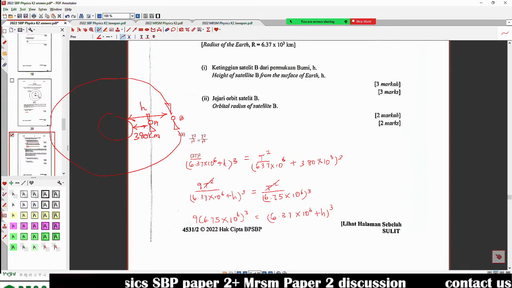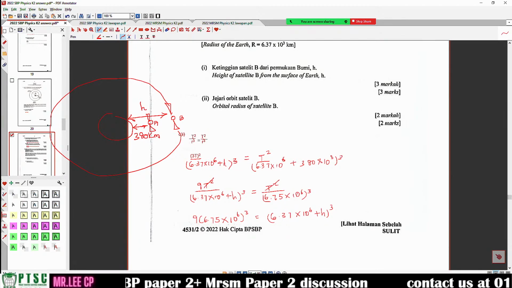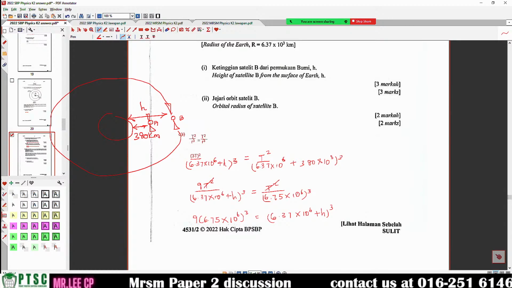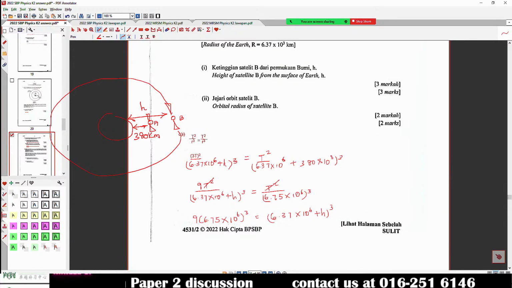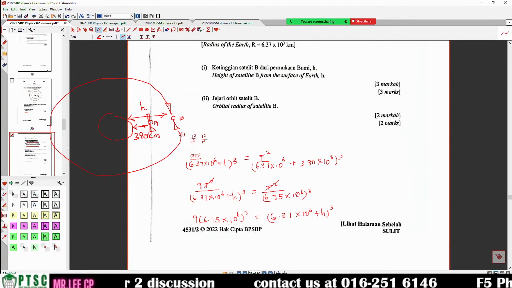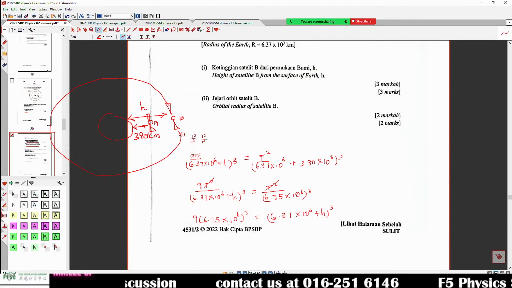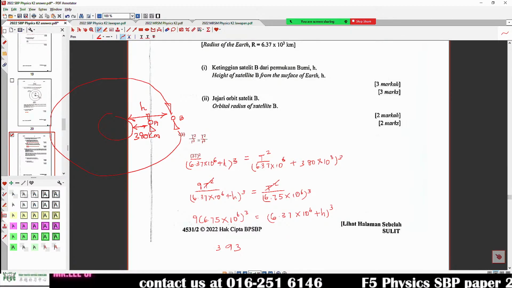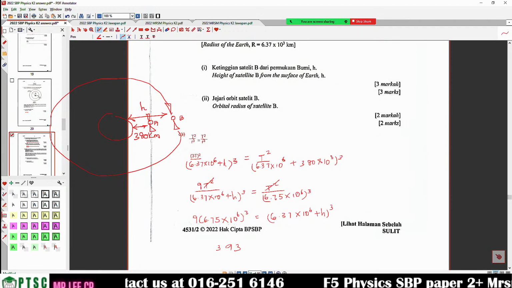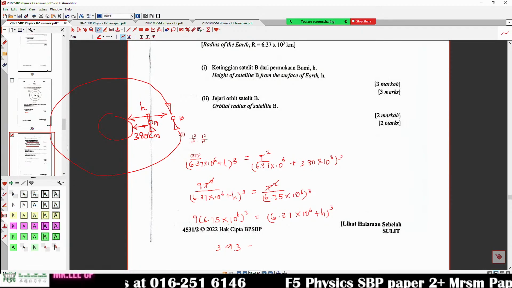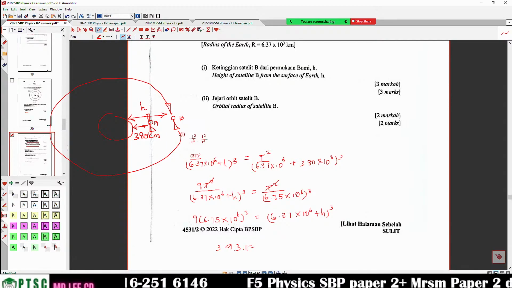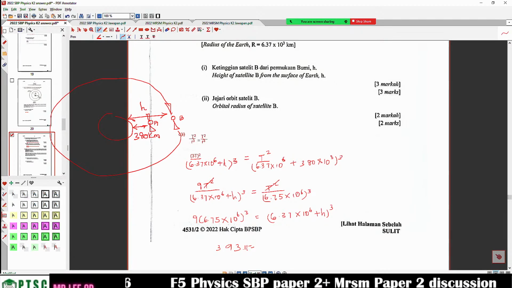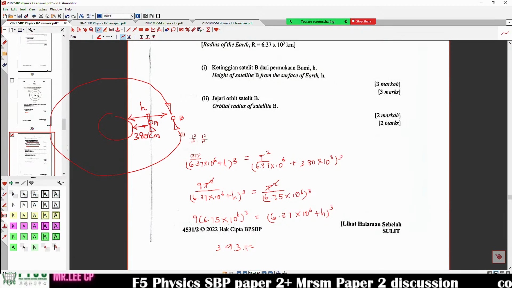Alright, after that I want to find h, so I need to cube root of this one, right? So times 9 and then cube root. Alright, I got 393, 393, right? 0.11 is equals to, wait, something seems wrong here. I get negative.